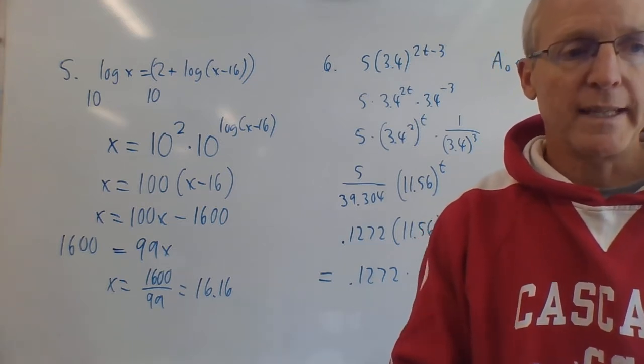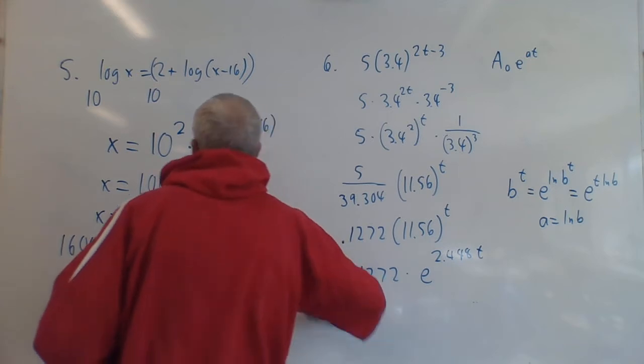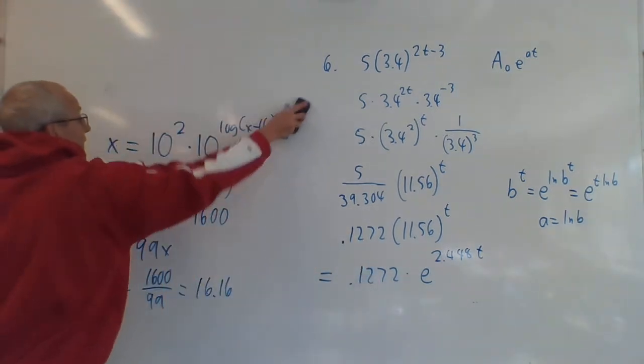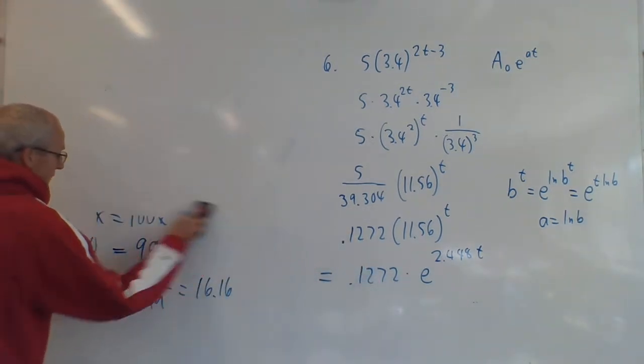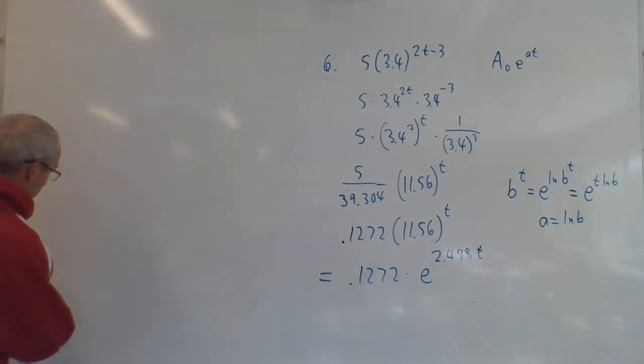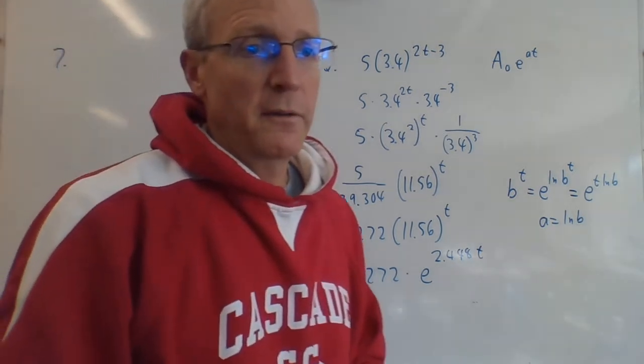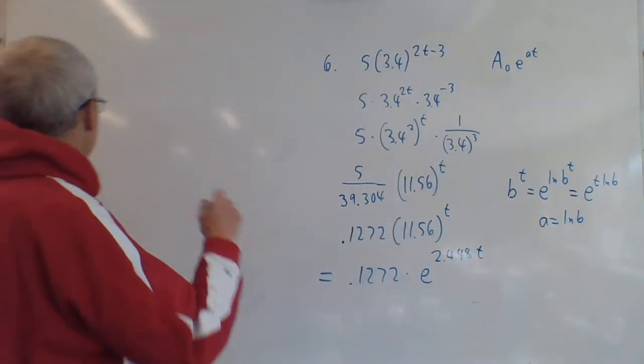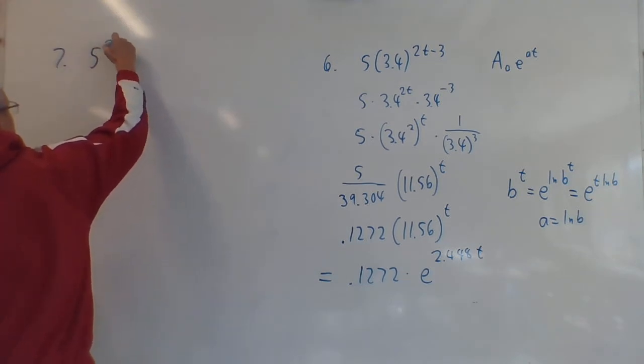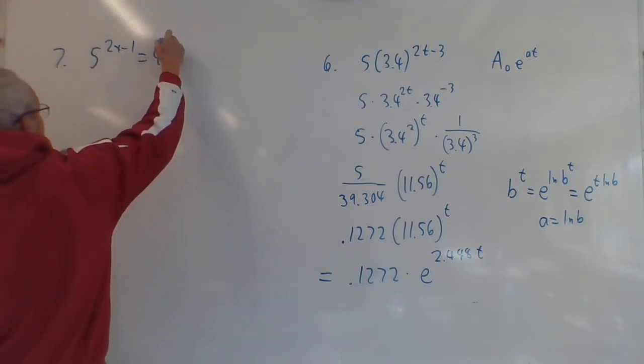Phew, moving on. Number 7, solve for x again. I'm going to go through a marker during this quiz. Okay, so number 7, we just find x. So we have 5 to the 2x minus 1 equals 4 to the x.